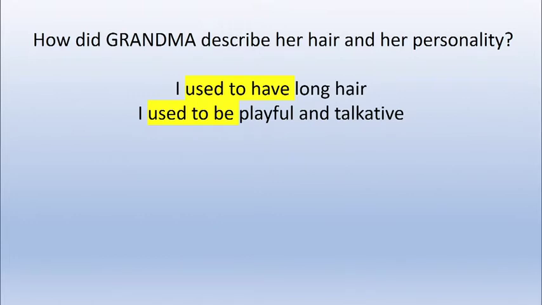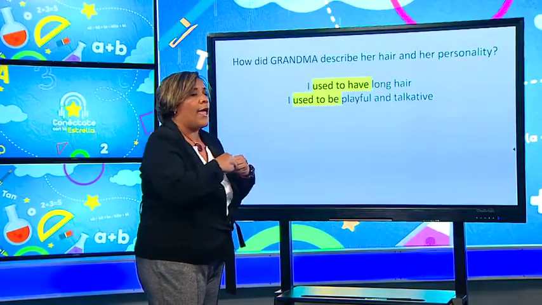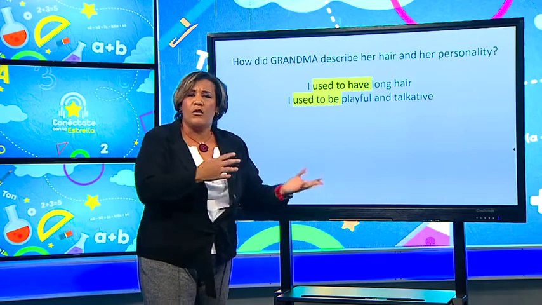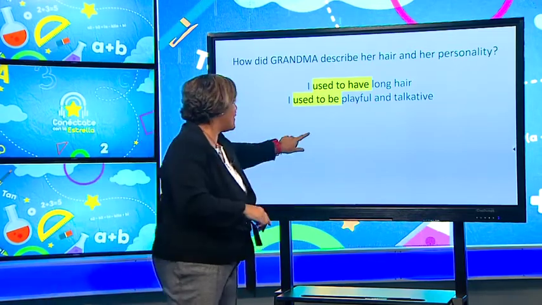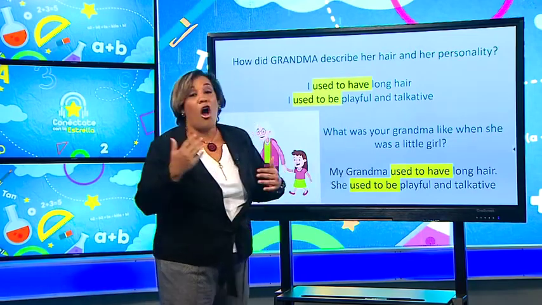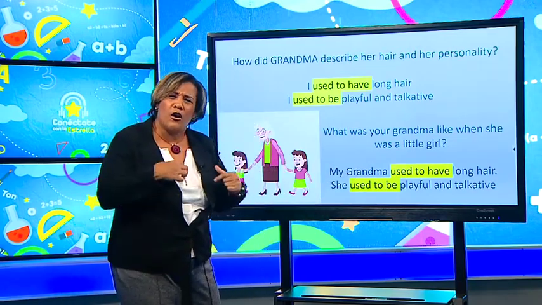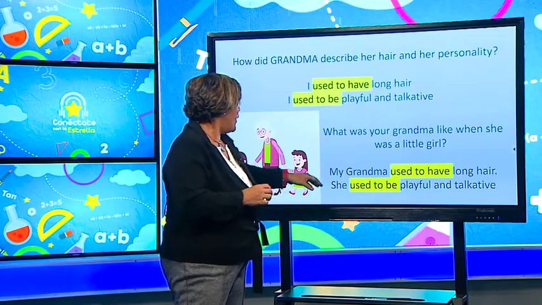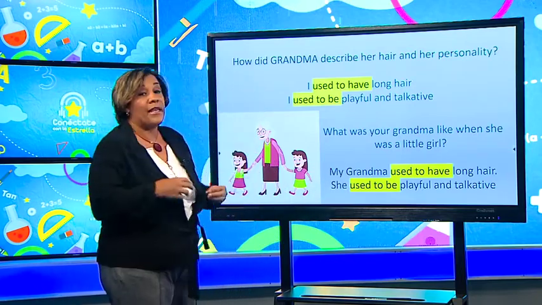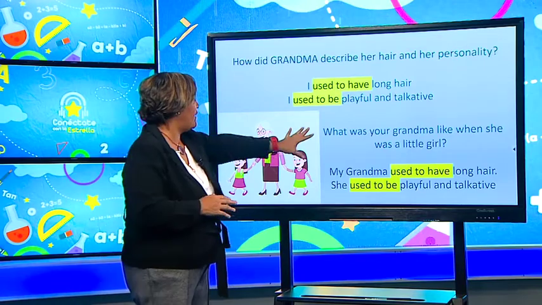So if a friend of yours asks you, what was your grandma like when she was little? Then you can say this. Oh, my grandma used to have long hair, because we like to talk about our grandmas, right? And she used to be playful and talkative. So yes, you can talk about your grandma this way, okay?